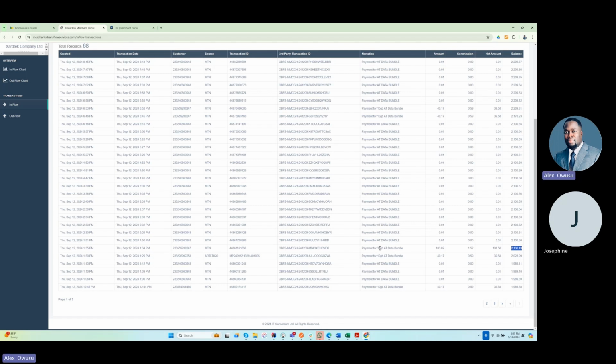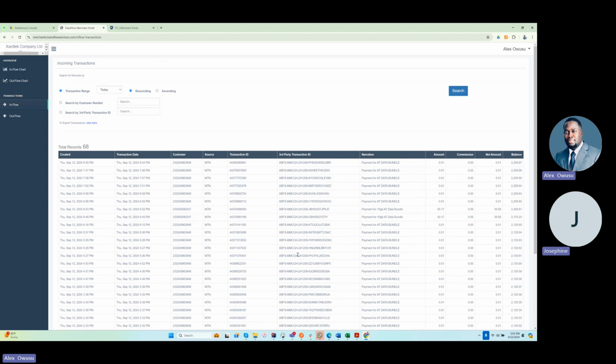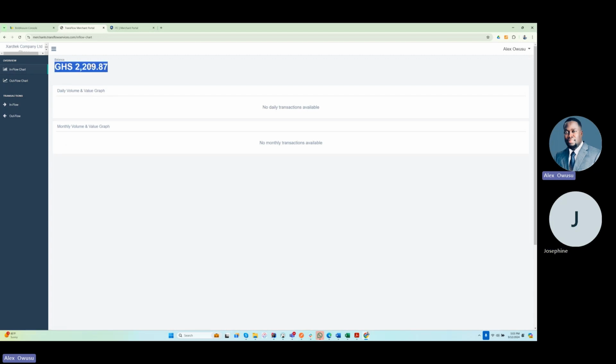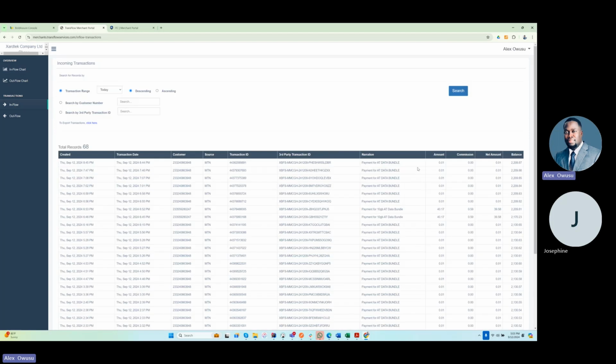Does that make sense? So that balance there is what they will be giving us, right? Correct. And then that balance, the last transaction will always have the most up-to-date balance. That's the running balance, right? And I hope I'm using the terms right. And that is what is showing here. The 2209.87. You can see that as this guy.